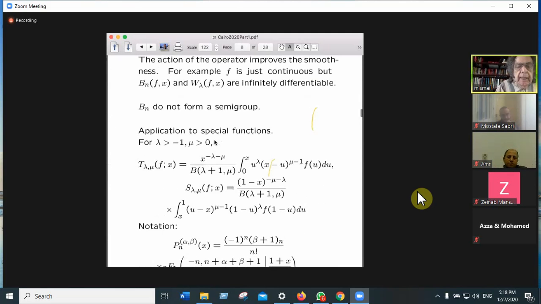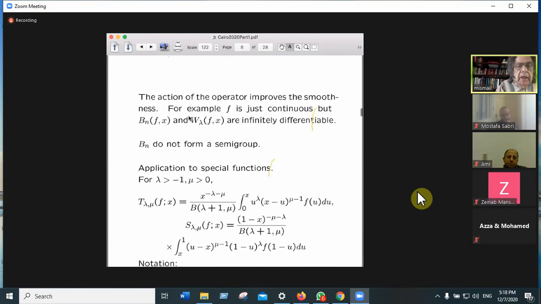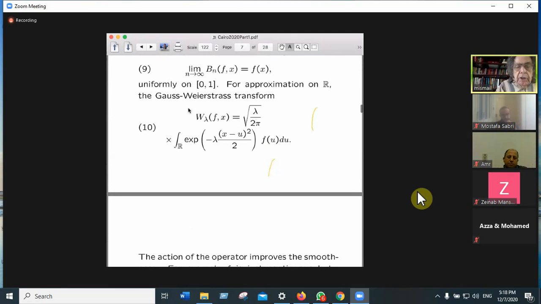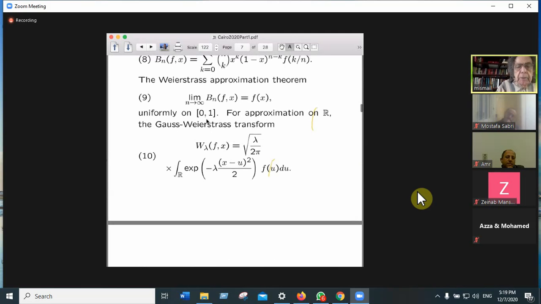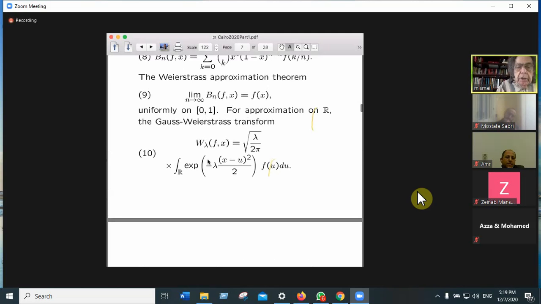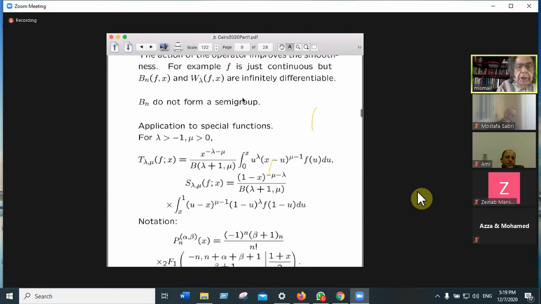Okay, and in this, of course, there is a semigroup behind the Weierstrass, the Gauss-Weierstrass transform. As I told you, if you replace lambda by 1 over 2t, you get the semigroup. But for the Bernstein polynomials, there is no such thing. It doesn't form a semigroup under any condition.